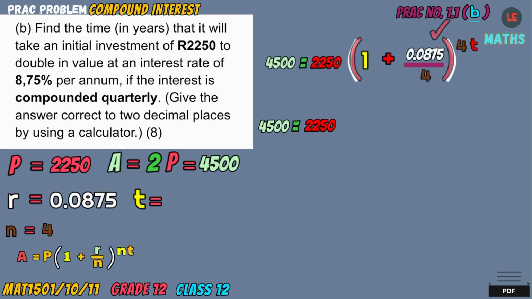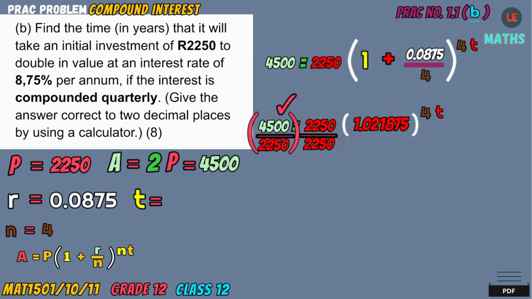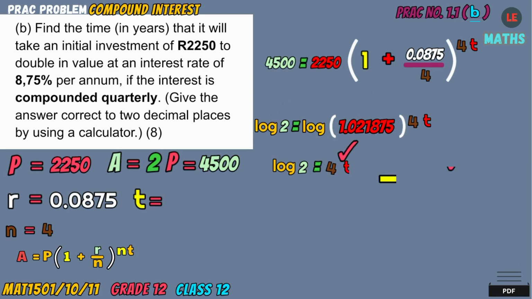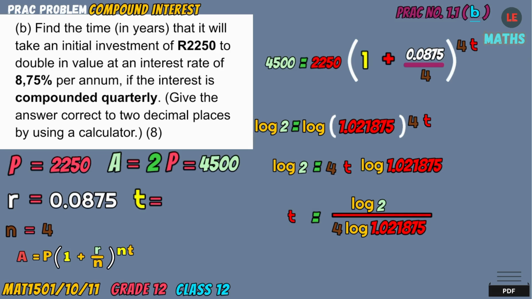This, in the parenthesis, is simplified to be this number. In the following step, we divide both sides by 2,250. On this side, we only have 2, and this side 2,250 cancel each other out. Then you bring this 4t down by introducing logs on both sides as so. Log 2 and this side is going to be 4t log this number. We divide both sides by this. Finally, we get the t value to be 8.18, which is measured in years.